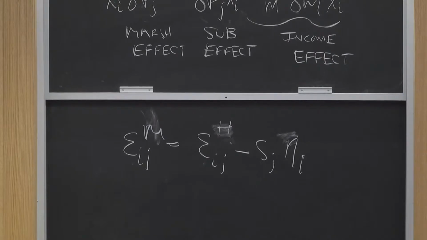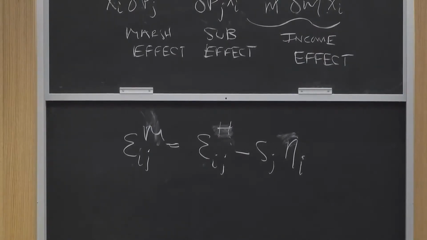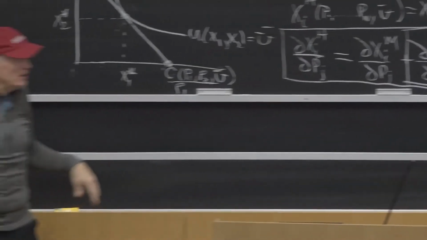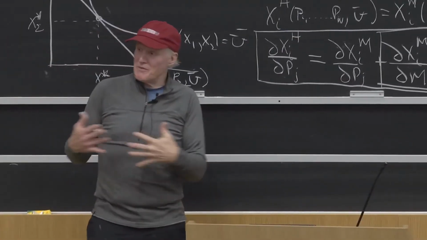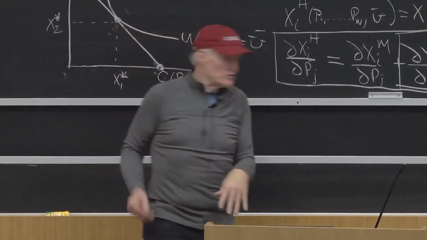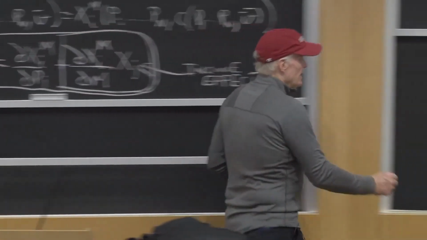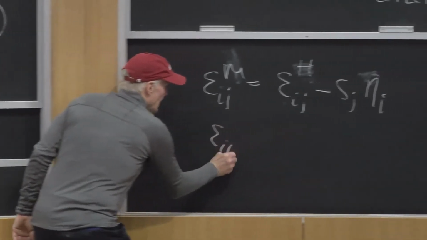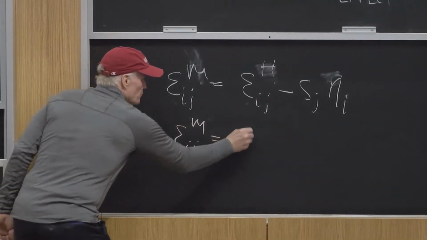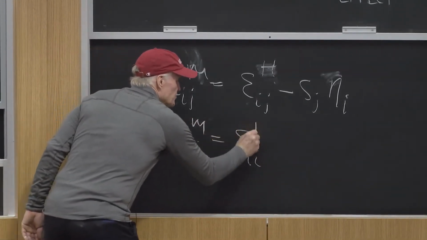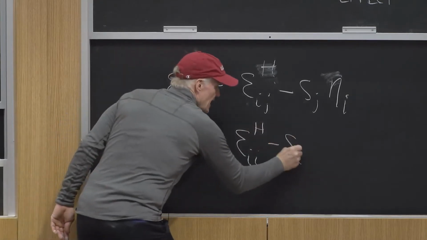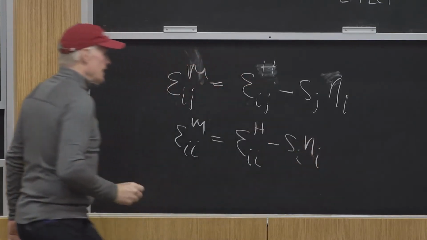Okay, so the size of the income effect depends on how big good J is and how responsive to income good I is. Okay. Now, this is where the law of demand, fortunately, can run into some problems, right? Because this implies that epsilon ii Marshallian equals epsilon ii Hicksian minus s_i times eta_i. Okay?